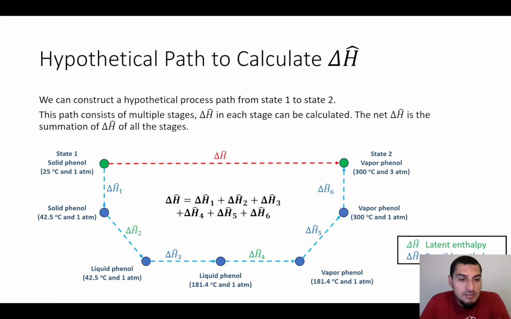Hello, everybody. So now we are going to try to answer the question that we were asked last time, which is why did we choose the hypothetical path to be in this shape, and we will see how to calculate the enthalpies of each one of these segments that we have here in order to calculate this delta H and get the total enthalpy difference between state 1 and state 2.